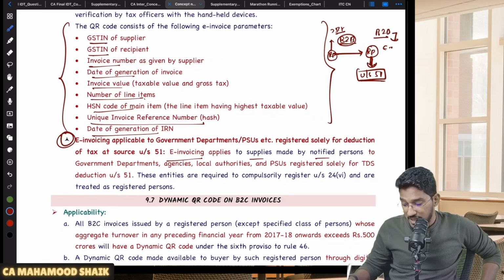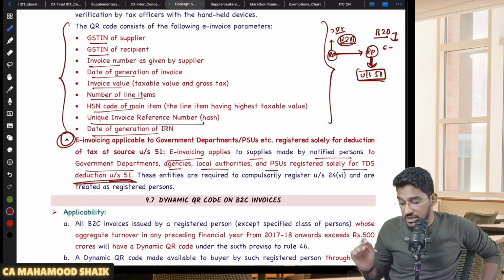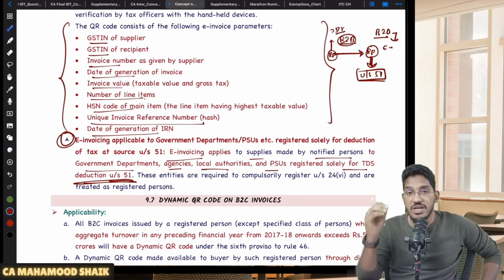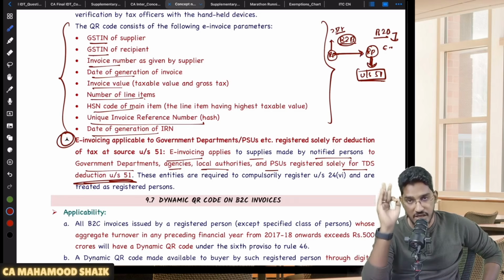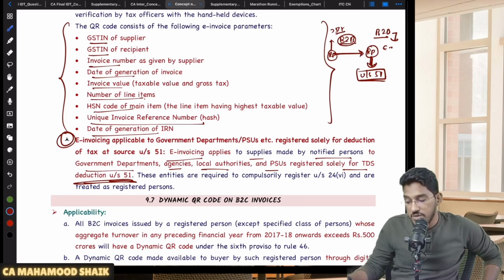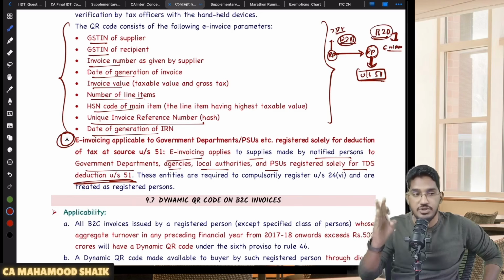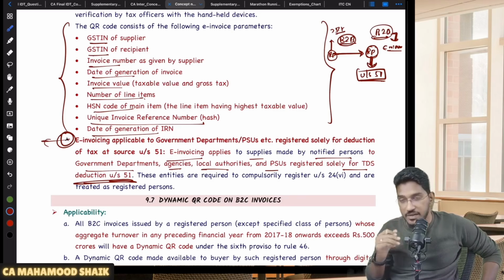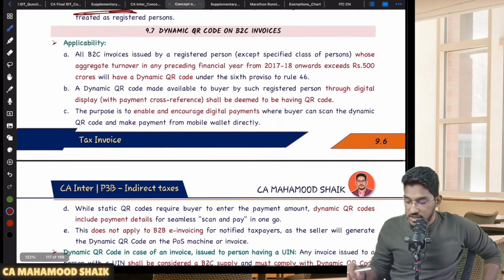E-invoicing applies to supplies made by notified persons even to government departments, agencies, local authorities, and PSUs. You are registered only for the purpose of deduction of TDS under section 51. Still, they will be treated as registered persons only. Even if the recipient is a person who has taken registration only for the purpose of deducting TDS under section 51, they will be treated as a registered person. It will also be treated as a B2B supply. On those supplies also, an e-invoice is mandatorily required to be generated. Very important circular, important from the examination perspective. Clear? So this is regarding e-invoicing.